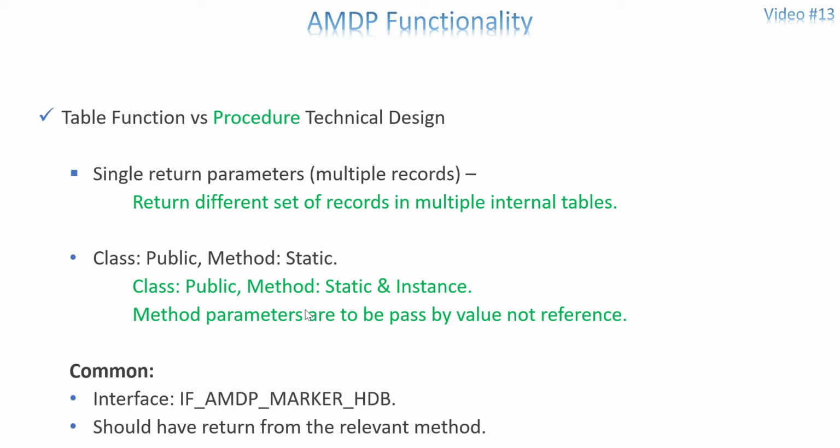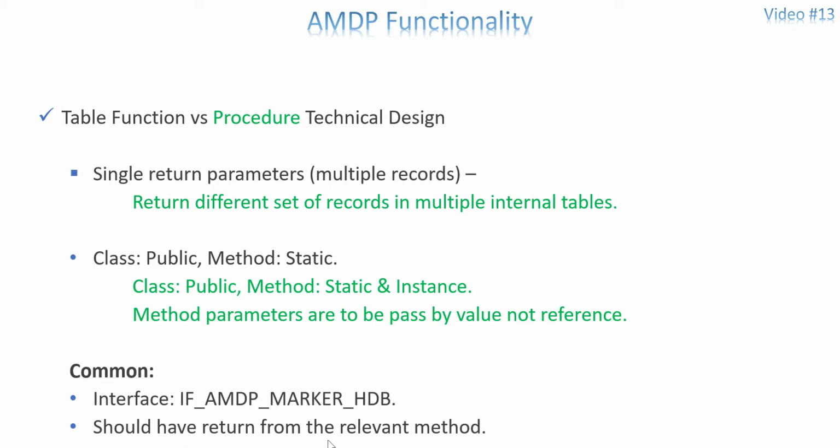Whatever method parameters you are creating for a procedure should be pass by value. It should be a value, not a reference variable. What is common between function and procedure is that you have to use the same interface, because both come under a single roof, AMDP. So you have to use the same interface for table function as well as procedure.